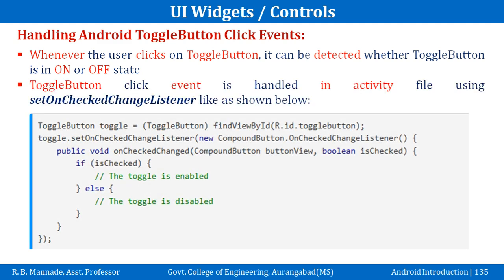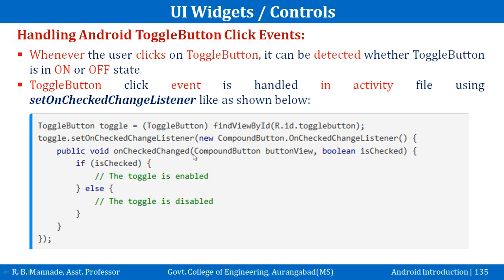The toggle button click event is handled in the activity file using a listener called setOnCheckedChangeListener. This listener continuously listens for the state of that particular toggle button which is registered with this listener, and whenever there is a change in the state of that toggle button, this listener will call the handler function. In this case, the handler function is called onCheckedChanged.